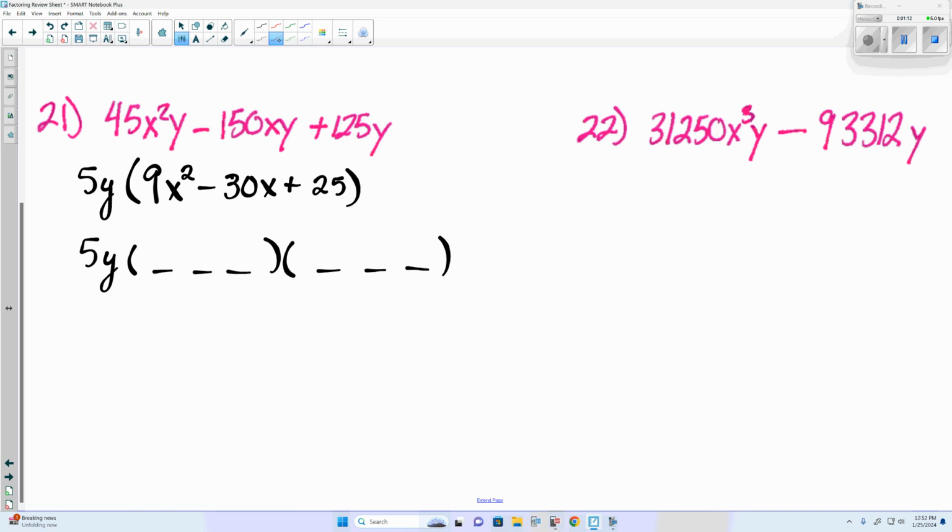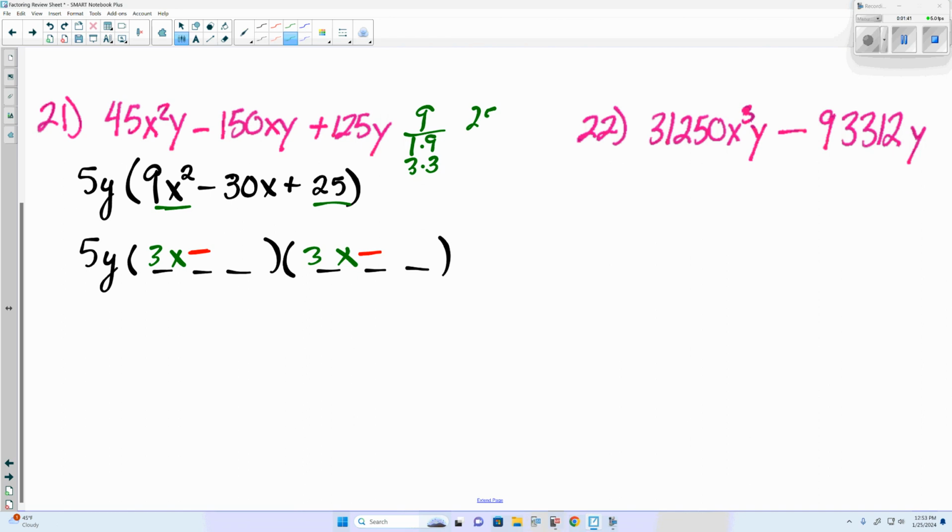Two sets of parentheses with 3 spaces. Now we can find the sign. Since the third term is positive, the signs are the same and match the sign of the middle term. So minus and minus. Factors of 9x squared, well, we'll have x and x. So we do 3 and 3 because the factors of 9 are 1 and 9 or 3 and 3.